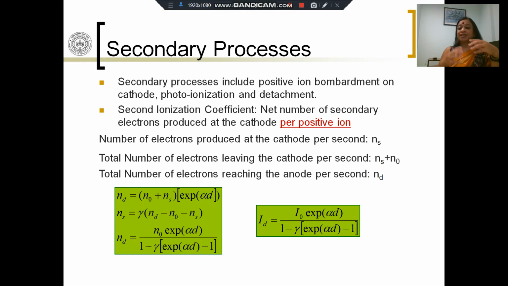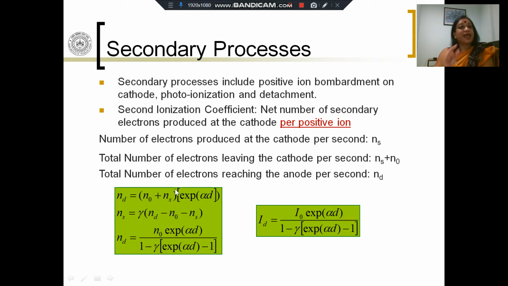As these Ns plus N0, the total number of electrons, move through the gap distance, they will cause ionizing collisions in the manner that we have discussed in the previous slide, which are determined by the first ionization coefficient alpha. So earlier we had estimated Nd, the total number of electrons reaching the anode per second, to be equal to Nd equal to N0 e to the power alpha d.